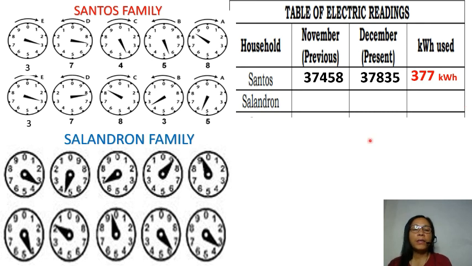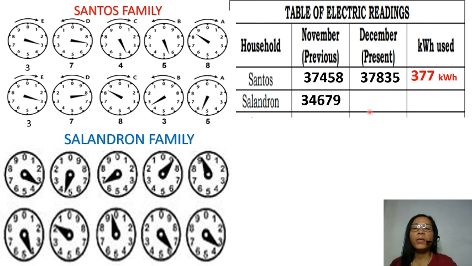So, let's proceed to Salandron family. For Salandron family, you have there 0. This is 8. 9 yan ha, pero hindi pa yan nakatukma kay 9. You have here 6. And this must be 4. And this is 3. Okay? So, the previous reading for Salandron family is 3, 4, 6, 7, 9.